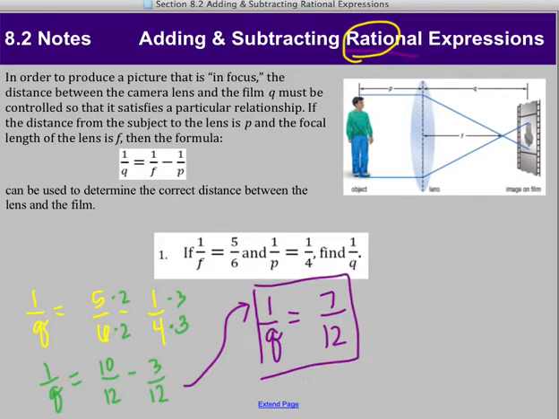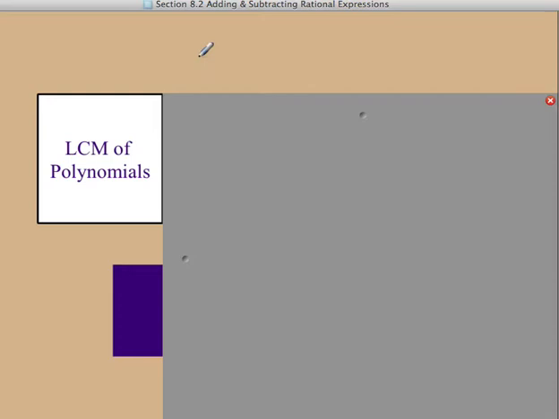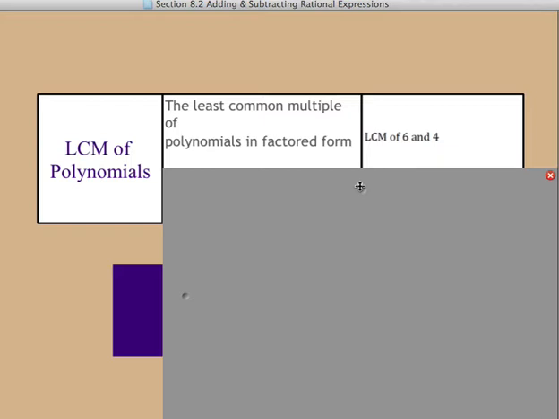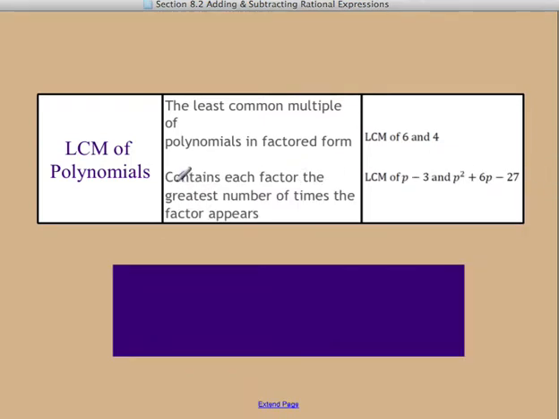Let's go ahead now and look at the least common multiple of polynomials. In order to find the least common multiple of polynomials in factored form, you need to contain each factor the greatest number of times the factor appears. So for instance, we just found the least common multiple of 6 and 4. We said it was 12. Let's walk through this a little bit.